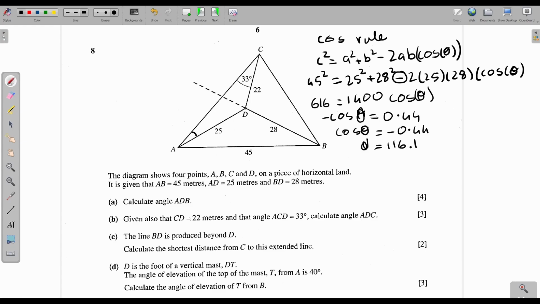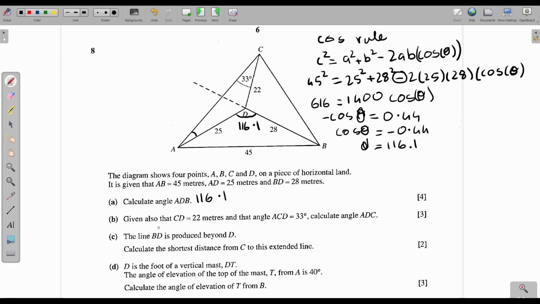Why I realized it was negative is because the answer we got was less than 90 degrees, right? So it would have been something like this. That's what the angle would be. And obviously this doesn't say it's drawn to scale, but even then, if it feels wrong, be sure to double check. But anyways, we have 116.1.